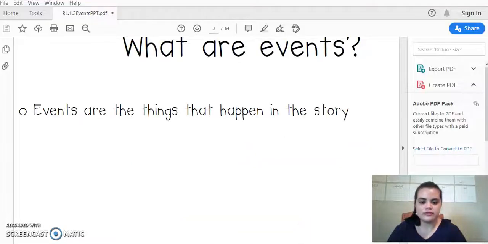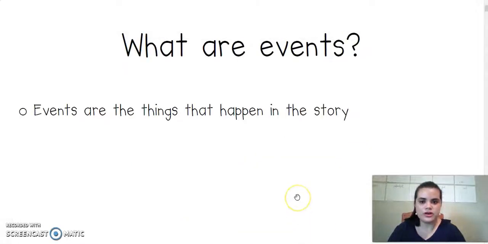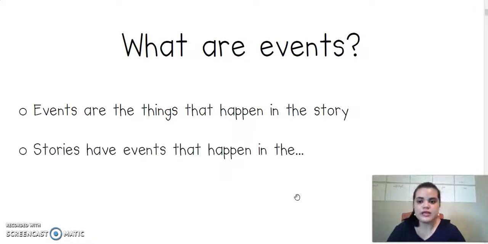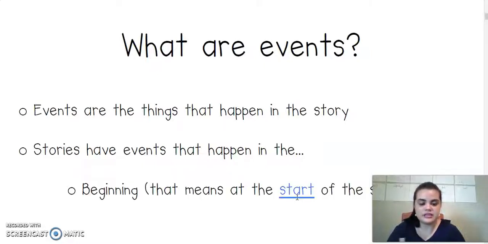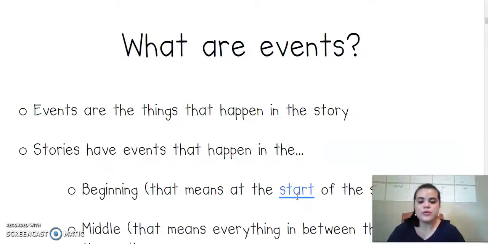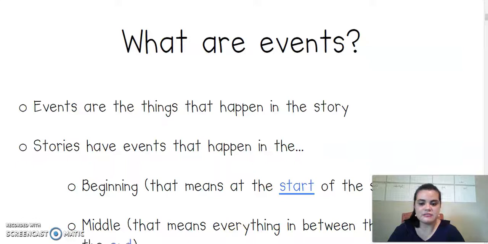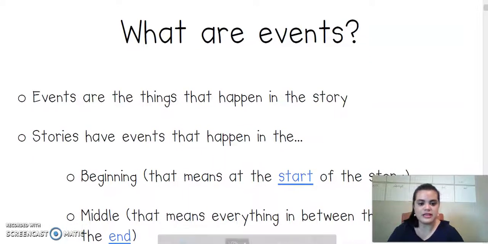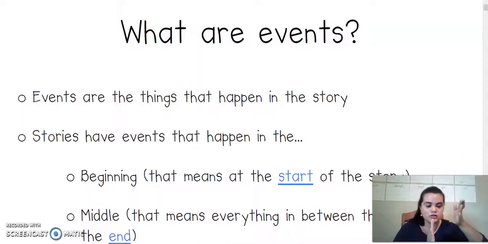So what are events? Events are the things that happened in the story. Stories also have events that happened in the beginning. That means at the start of the story. We also have what happens in the middle of the story. That means everything that happens between the start part of the story and the end part. So what is in the middle is the other part of the story.